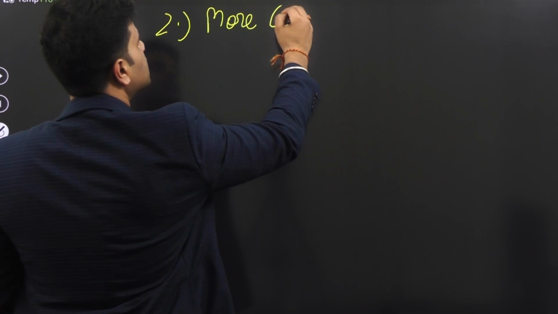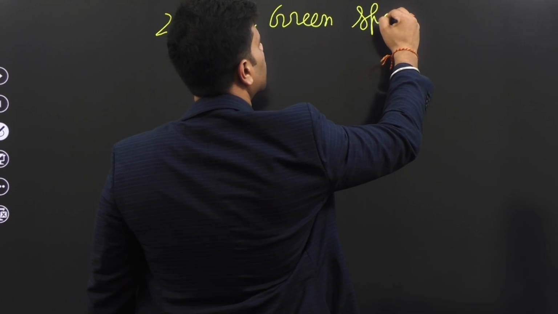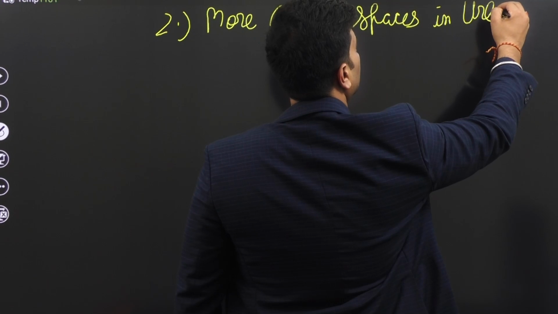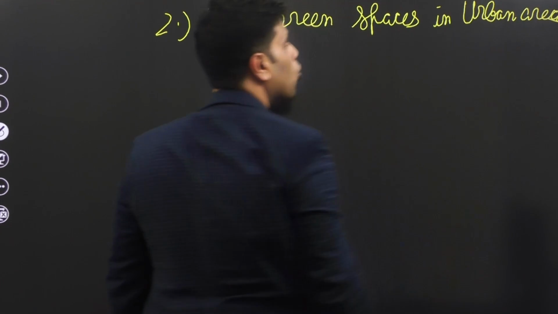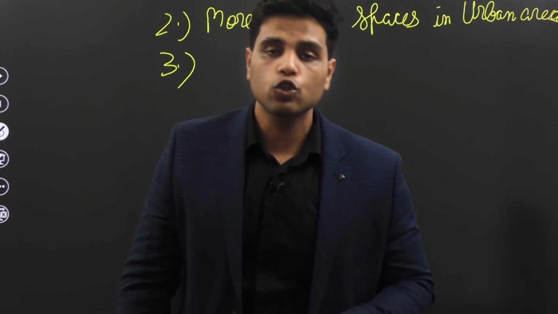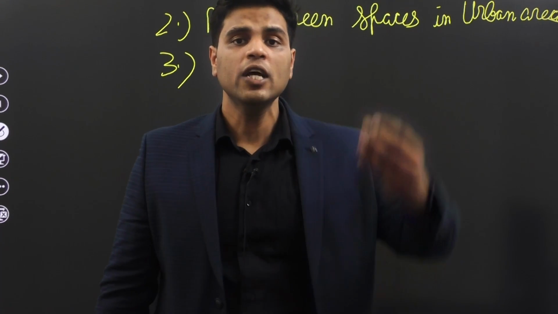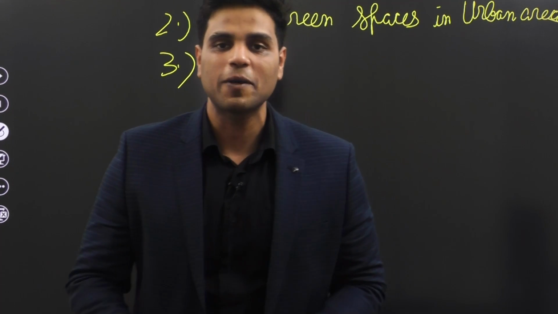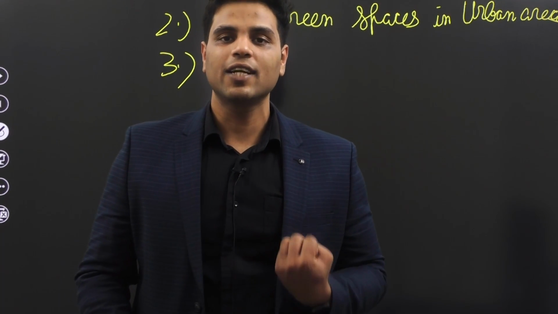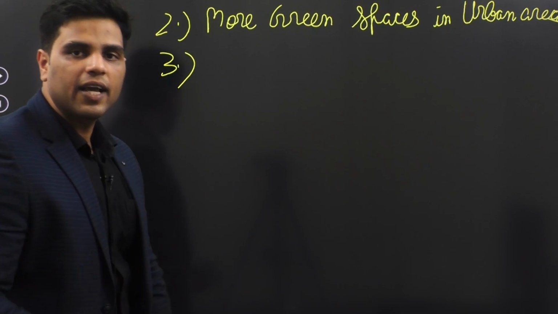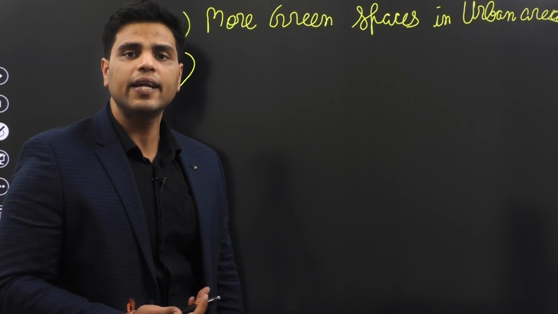Then advantage number two, more green spaces in urban areas. More green spaces, right? More green spaces in urban areas would also solve the problem of climate change, because these green spaces would sequester carbon from the atmosphere, right? So it would absorb carbon dioxide, because after all, green spaces, plants do breathe in carbon dioxide through photosynthesis, right? So it will reduce greenhouse gas emissions. More green spaces in urban areas would improve air quality in those urban areas, right?